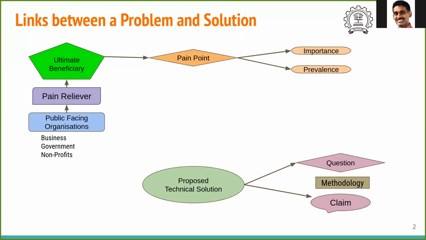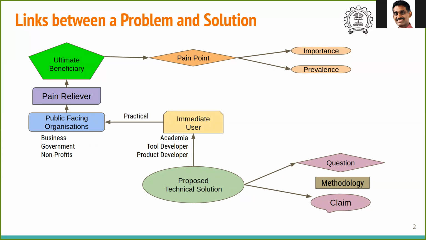The technical solution that you do could be something like solving some set of equations or proposing a new theory or coming up with a small working model and so on. Now that technical solution has an immediate user. Okay, so the immediate user could be people from academia itself. There could be tool developers, product developers, and so on. Now they are the ones who are going to take any solution that you propose here, convert it into practical use, and take it to the public facing organization who will scale it up. So this is the way we see the relationship between the proposed solution through an intermediate user and a public facing organization to an ultimate beneficiary who has a pain point.